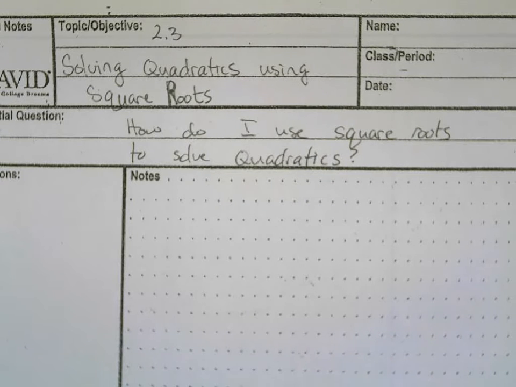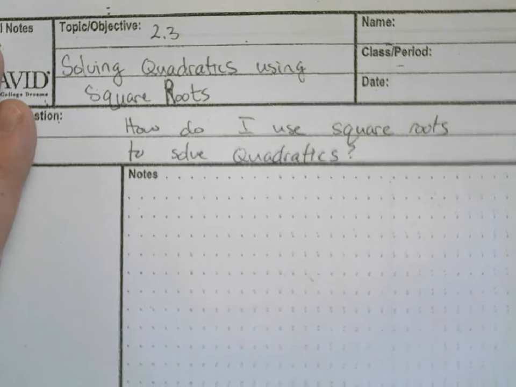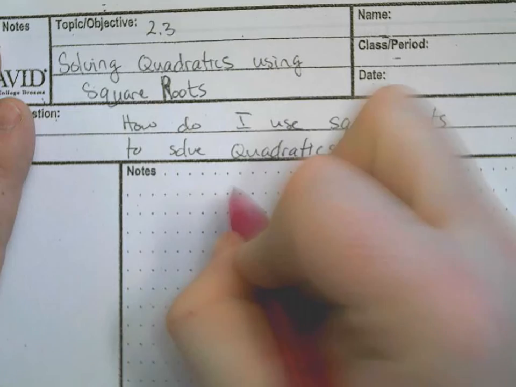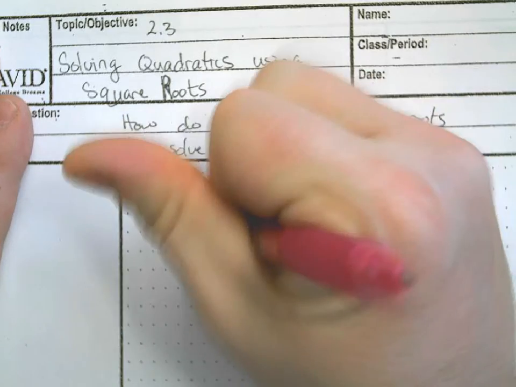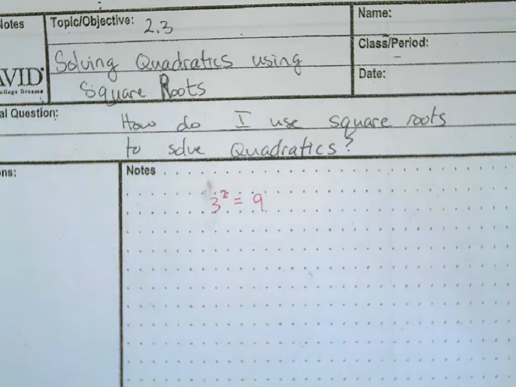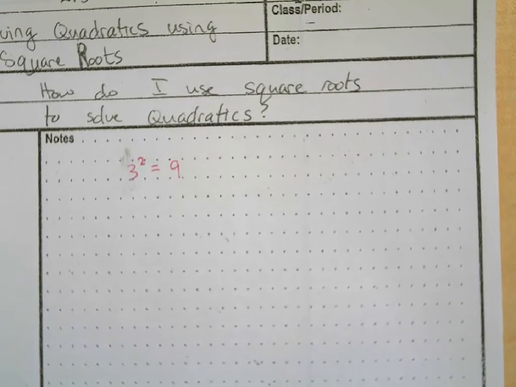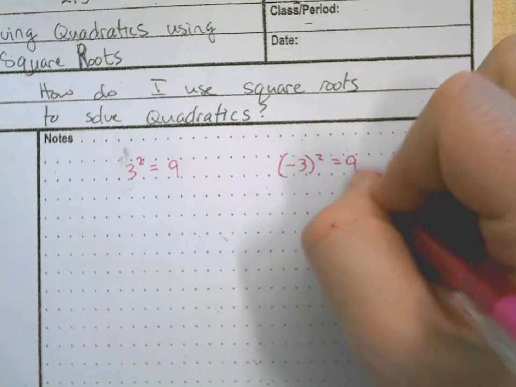But the first thing we want to look at is kind of like the reverse idea, and look at what it means to square a number, and then we'll look at square rooting a number. So 3 squared is equal to 9. But also, if I do negative 3 squared, that would also equal 9.